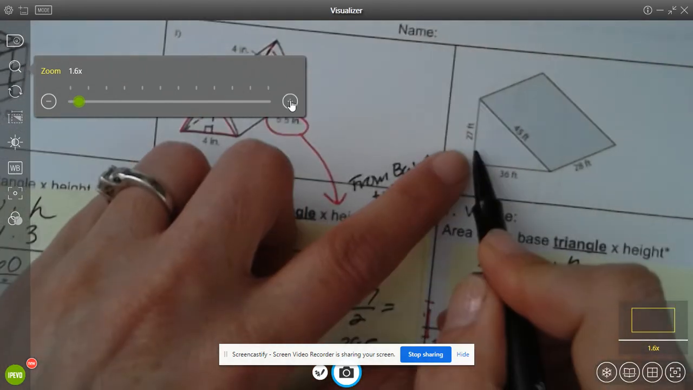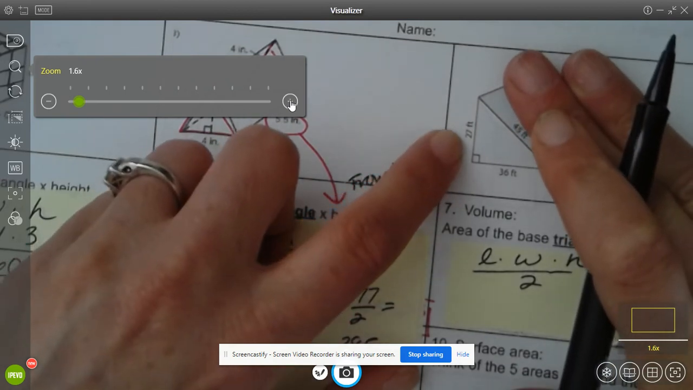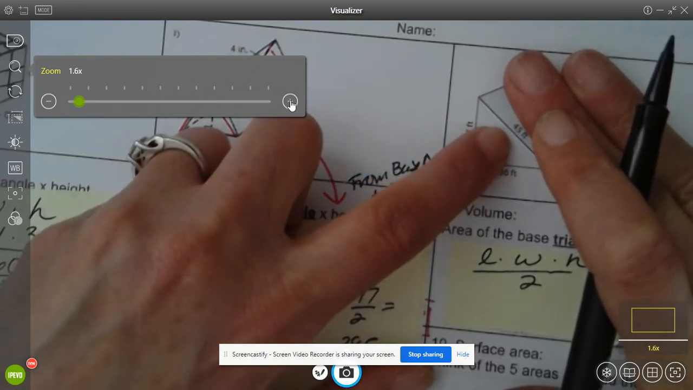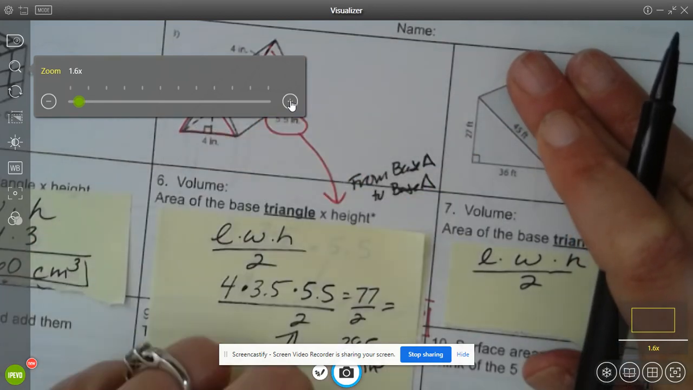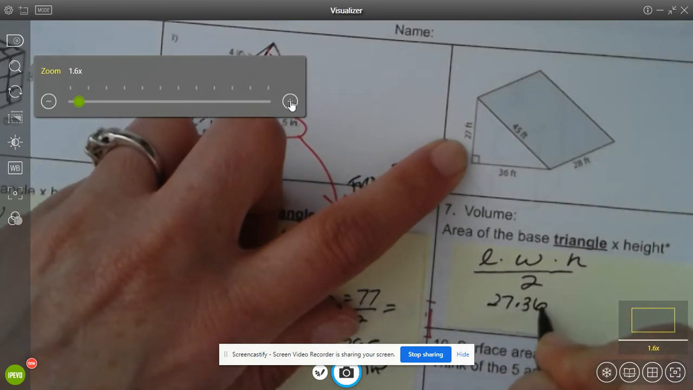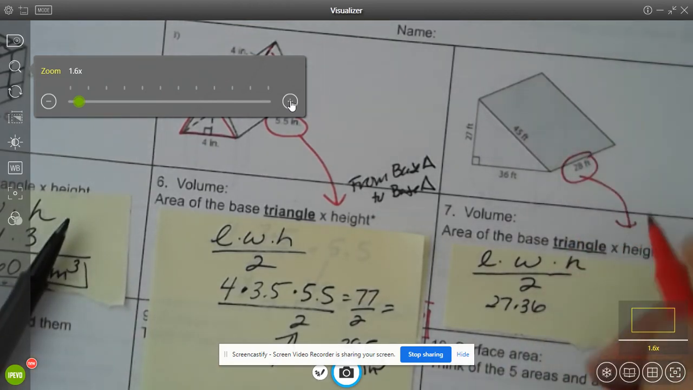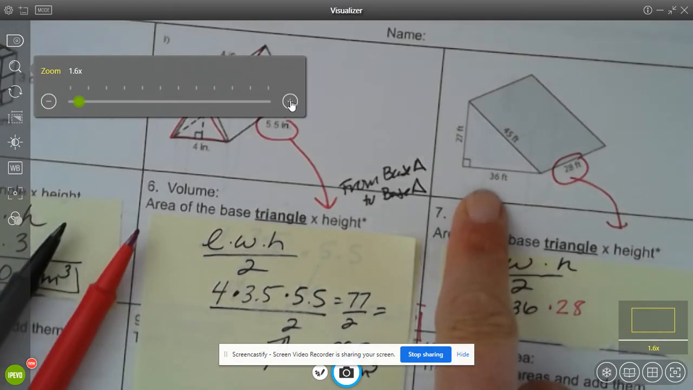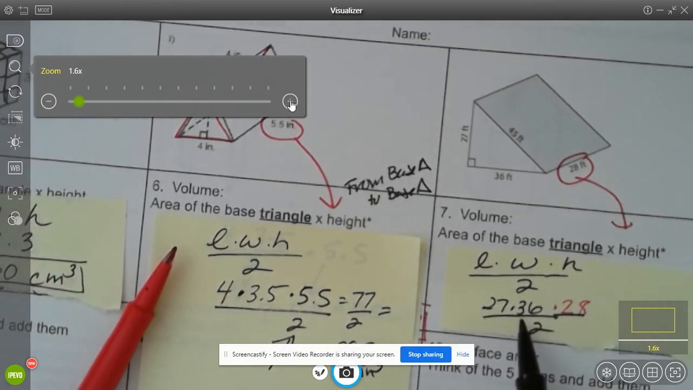So on the triangle, I always start with the triangle, kind of blocking that out. I'm going to use the 27 and the 36. I'm not going to use the 45 in volume at all. This is a slant. It would be used in surface area, not in volume. So I'm going to do 27 times 36. Okay, now this is my height. And because it's a triangle, I'm going to divide by 2. I do my dividing by 2 at the end. You can do it in the beginning if you want.